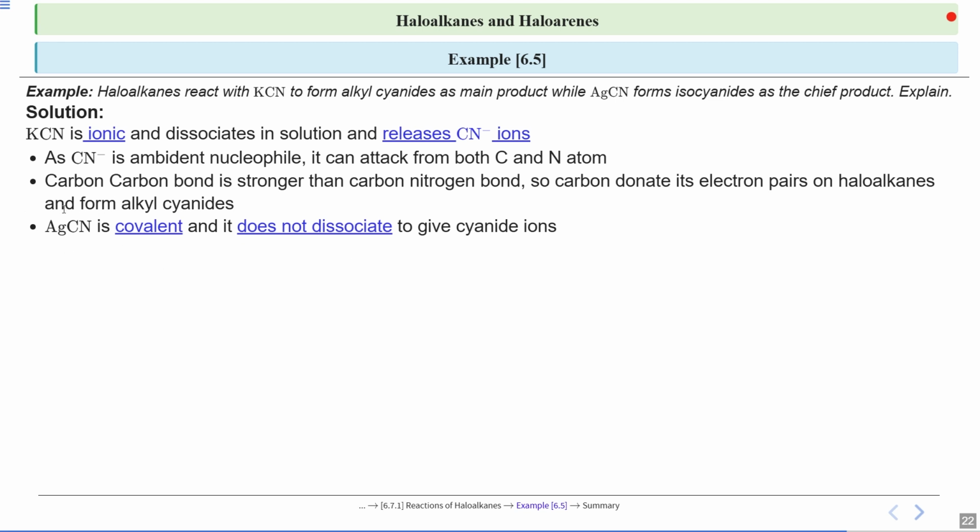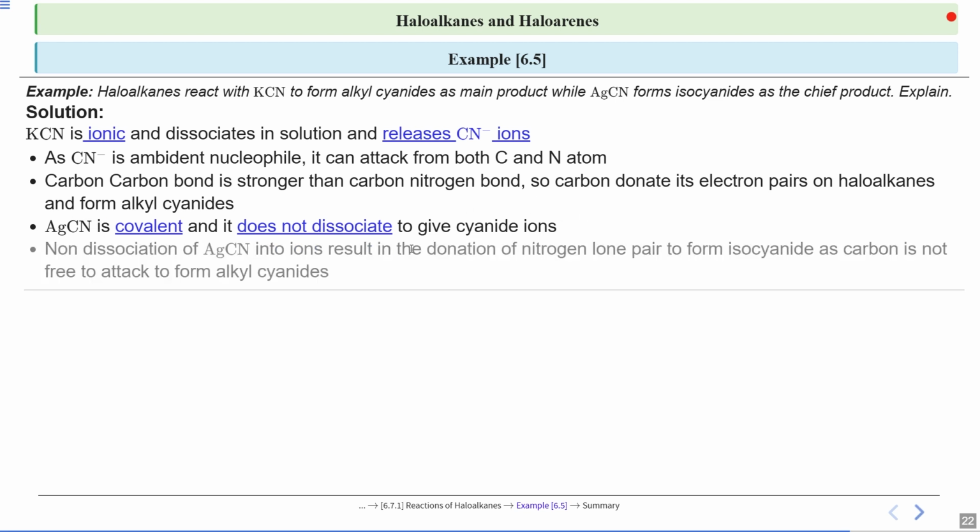Because it is covalent, when you dissociate it in solution, it will not give you cyanide ions. Due to this non-dissociation of silver cyanide into ions, the nitrogen lone pair is donated to form the isocyanide, as carbon is not free to attack to form the alkyl cyanide.